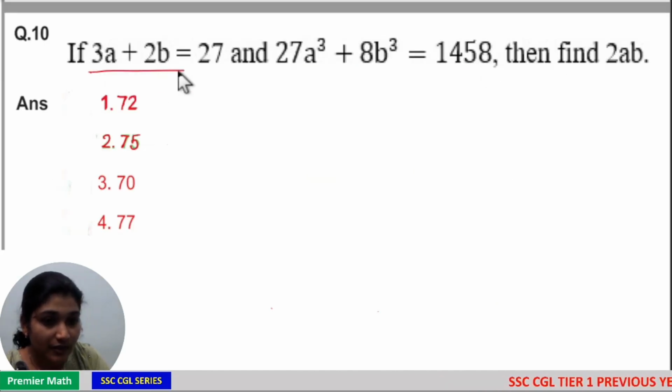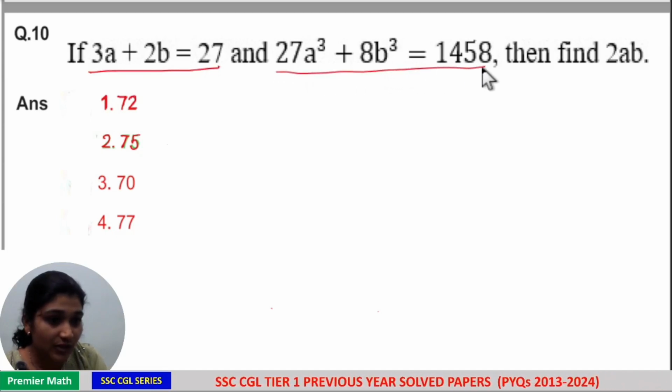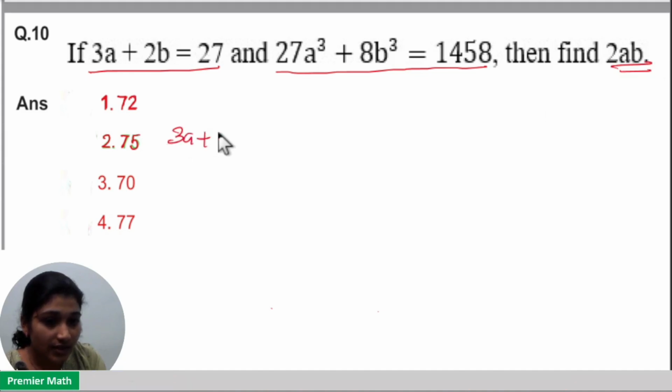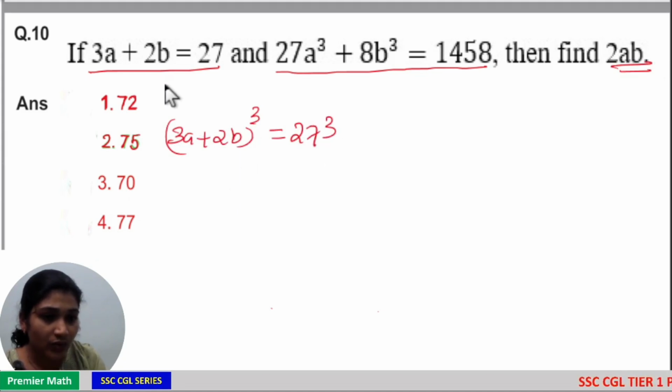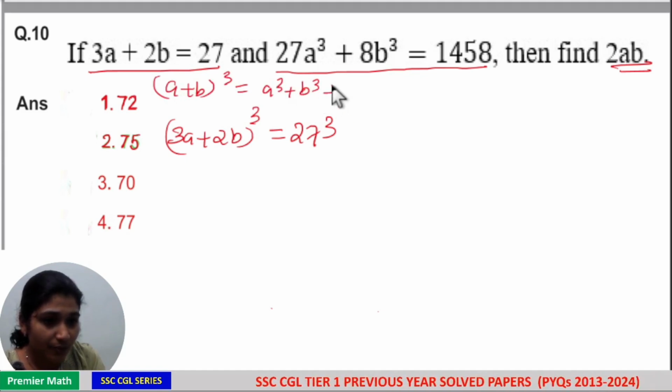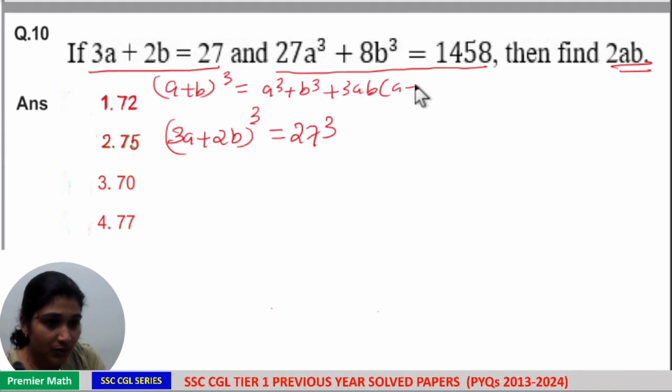If 3a plus 2b is equal to 27 and 27a cube plus 8b cube is equal to 1458, then find 2ab. Here, just take 3a plus 2b the whole cube, which is equal to 27 cube. Now apply the formula: a plus b the whole cube is equal to a cube plus b cube plus 3ab into a plus b.